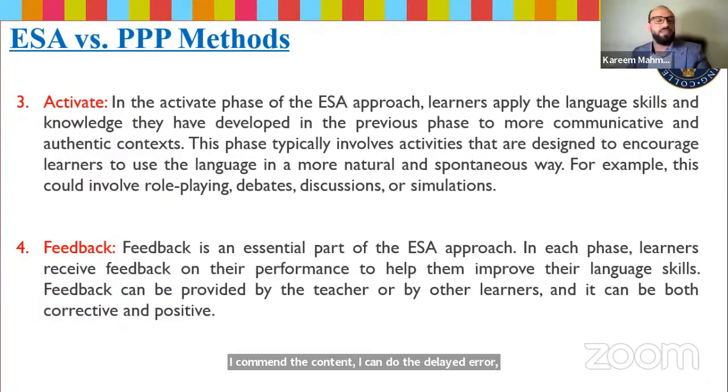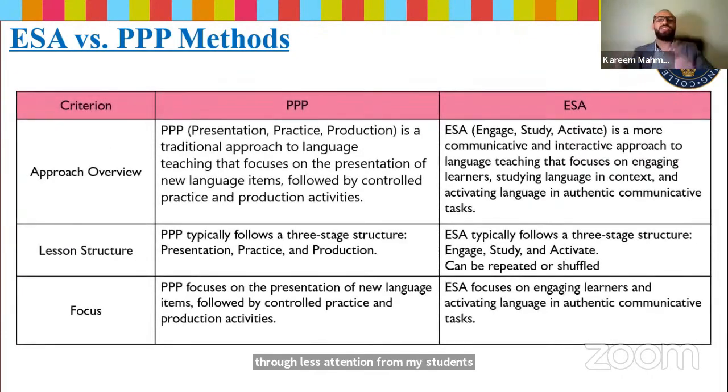So DEC: if they have mispronounced any word or misused any structure, then I can highlight it, and I can do this through elicitation from my students. So here's the difference. In the overview, you have the PPP, as I told you, three stages: presentation, practice, and production. The ESA is also a minimum of three stages: engage, study, and activate. Some of them can be repeated. So engage can be twice, study can be twice, activate can be twice, thrice, and so on.